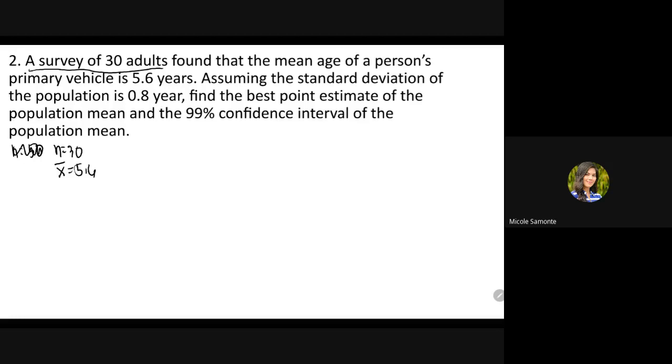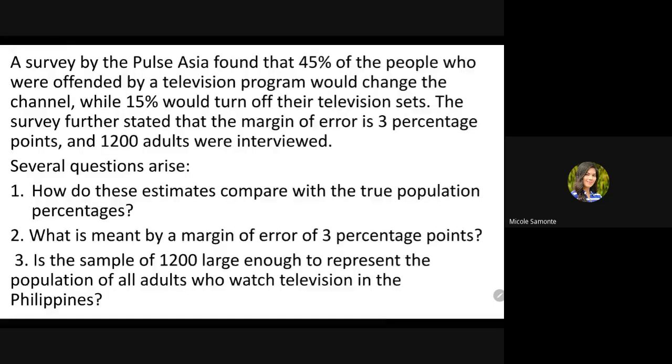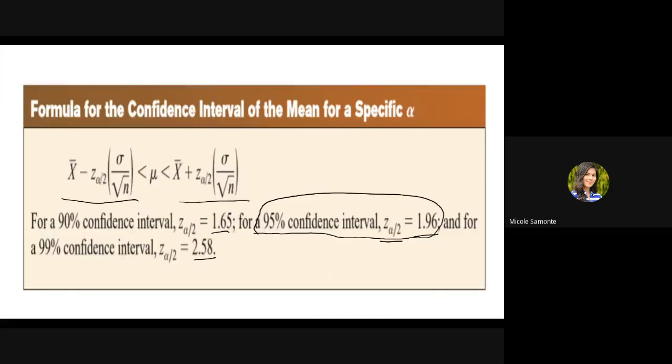Assuming the standard deviation of the population. So, ilista mo agad. Population standard deviation is 0.8. Find the best point estimate of the population mean and the 99% confidence interval of the population mean. So, ang Z alpha over 2 is 99%. Katumbas yan kay 2.58. Saan galing ang 2.58? Kung babalikan natin kanina, ang 2.58 ay galing dito. 99% siya, so 2.58 ang gagamitin natin.